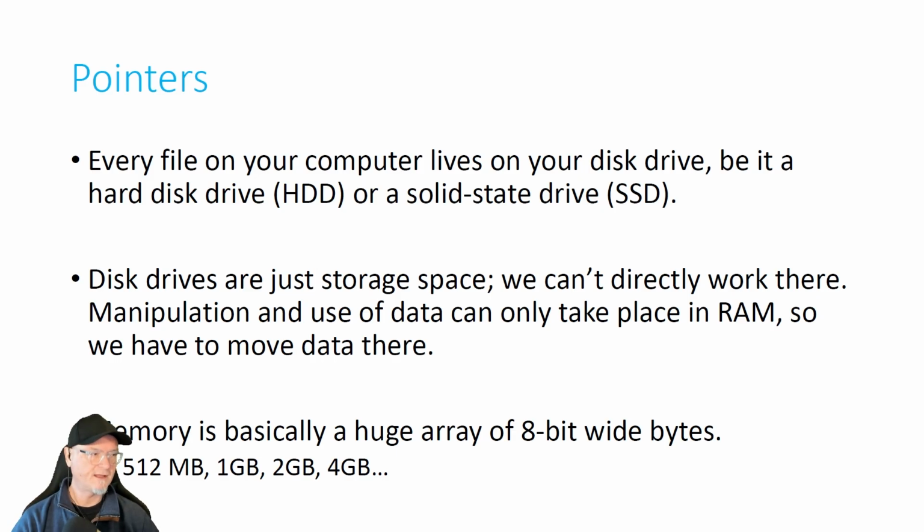When we manipulate data, and it might be reading a file, creating a Word document, or running a C program that we wrote, we have to read the data. And if it involves data we stored on our hard disk drive, we read it and store it so that we can work with it in something called RAM, random access memory. And so we have to move the data there to work on it. And memory is basically just a huge array of individual components that are 8-bit wide bytes, arranged in various configurations.